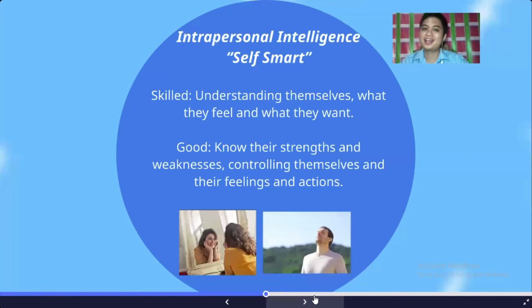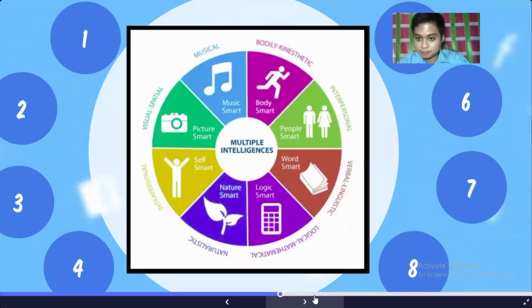The sixth one, the intrapersonal intelligence, or the self-smart. These people really understand themselves, what they feel and what they want. They know their strengths and weaknesses. They have control of themselves, their feelings and their actions. They're very aware of how their emotions work, and they tend to enjoy self-reflection and analysis.